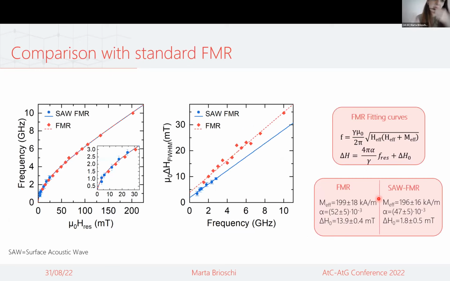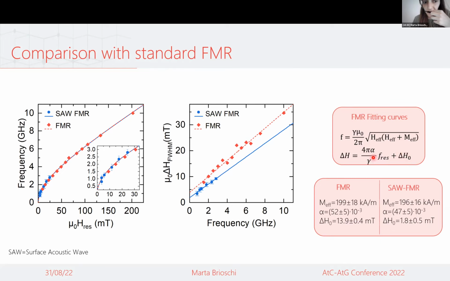So we did perform a standard FMR measurement on the very same sample. And here you can see the comparison between the two techniques. And we also used the formalism and theory behind standard FMR to extract some relevant magnetic parameters of our sample, such as the effective magnetization, the Gilbert damping, and the inhomogeneous broadening term, which gives you information about the magnetostructural disorder of your sample.